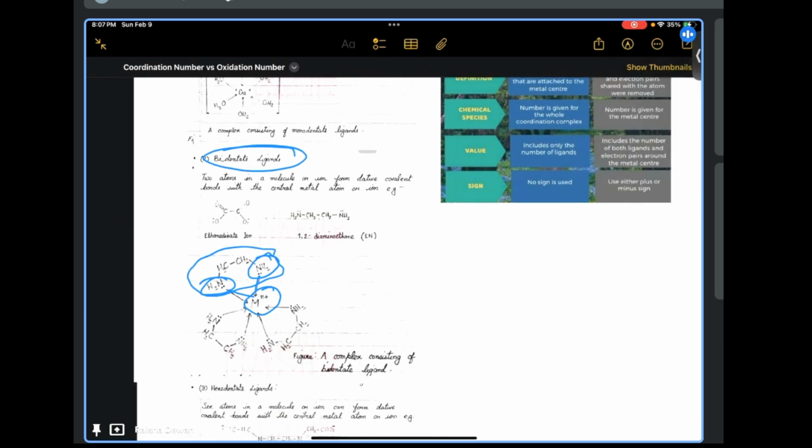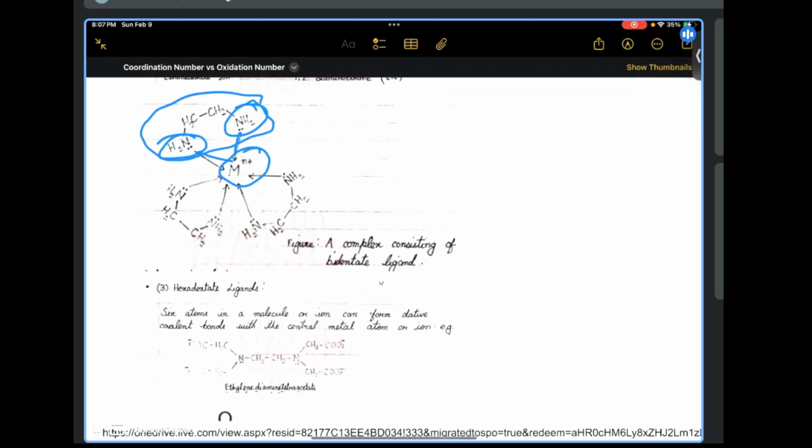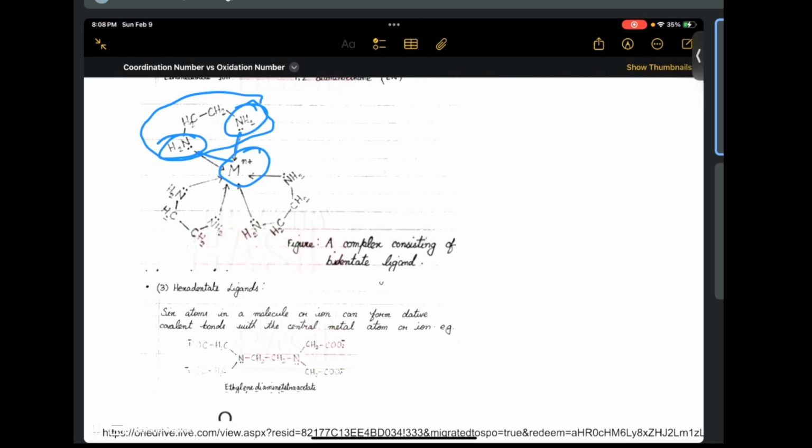Now, as the name suggests, in the hexadentate ligand, 6 atoms will form dative covalent bonds with the metal ion. Okay, this is up to what you need to know, nothing else. So please ask me if anyone has any question. Come on. Anyone? Sir, what is the significance of the arrows?